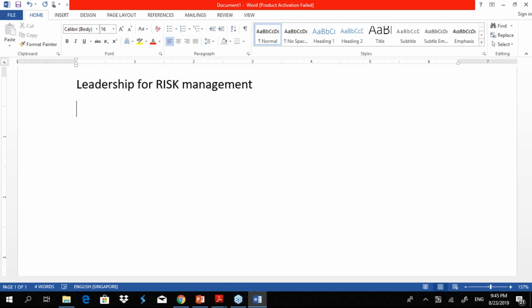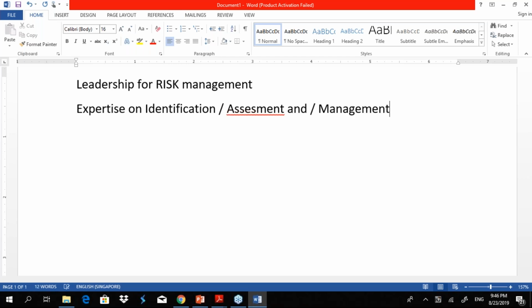Another point is that, see, audit committee will have the expertise on financial accounting and audit concerns, and they might or may not have expertise on identification of risk and risk management. So when you have a separate risk committee, there will be expertise on identification, assessment, and management of risk.